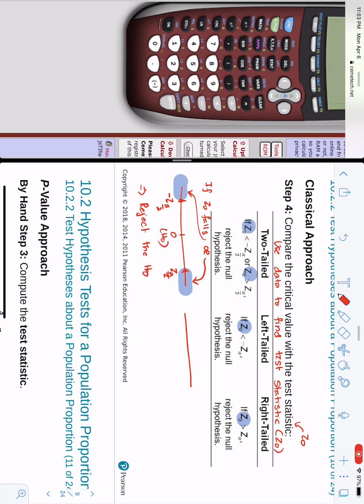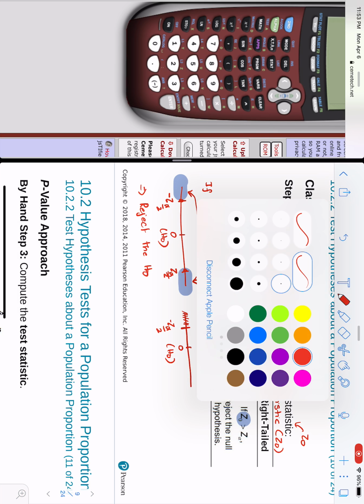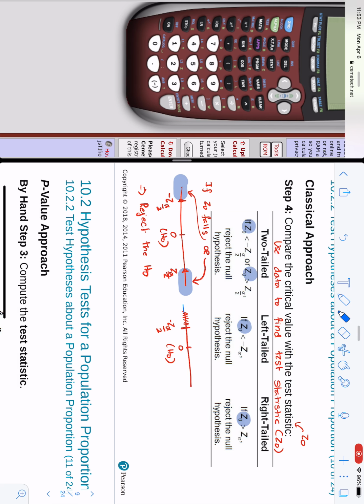If we have a left-tailed test, we have only one rejection region, and it is on the left-hand side. So 0, and that is our null, and that is the left-hand side. And if the test statistic falls over here, then we reject the null.